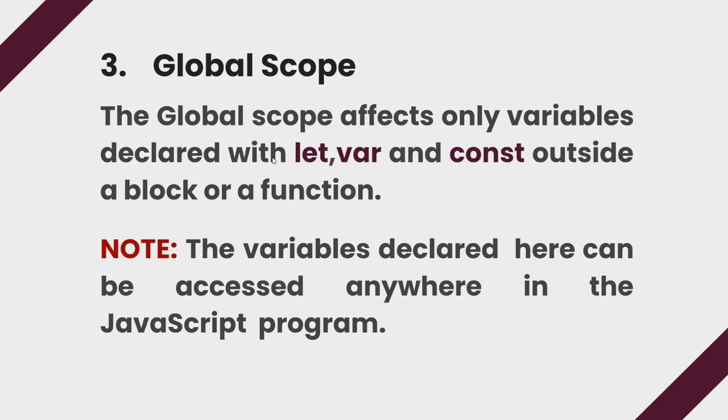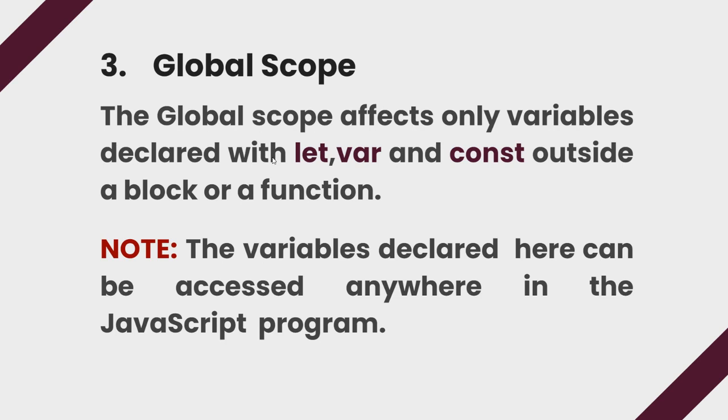So for the last part of this section, we have the global scope. Now, many of you might not know this, but the global scope is actually the scope we've been working with throughout the practical session we've had today in today's class. So the global scope only affects variables declared with let, var, and const outside a block or a function.